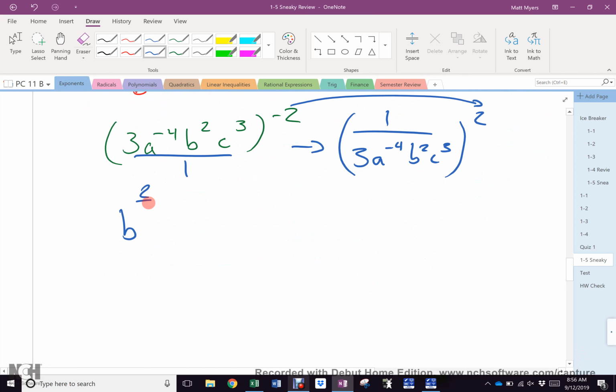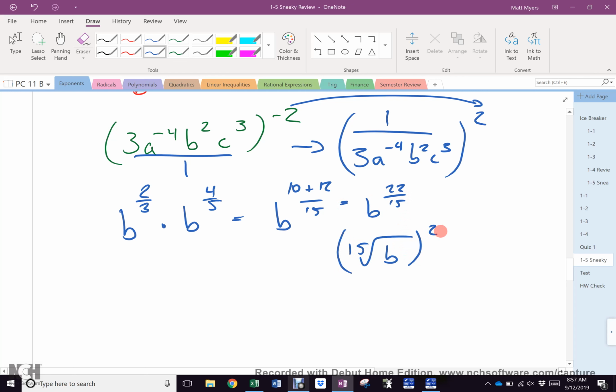B to the 2/3 times B to the 4/5. If it was 2 and 4, you would just add them. So why would you do anything differently here? You will add them. To add fractions, you need a common denominator of 15, which is 10 plus 12, which is B to the 22/15, which is also the 15th root of B to the 22nd power.